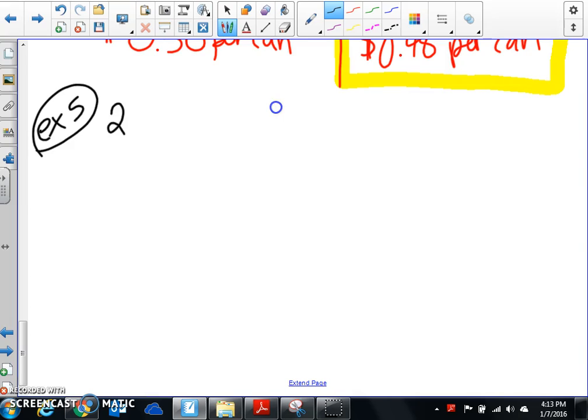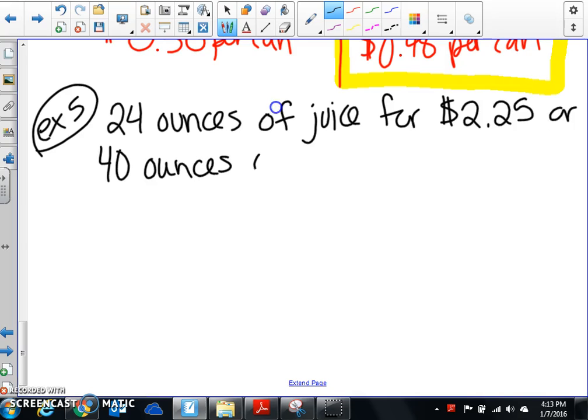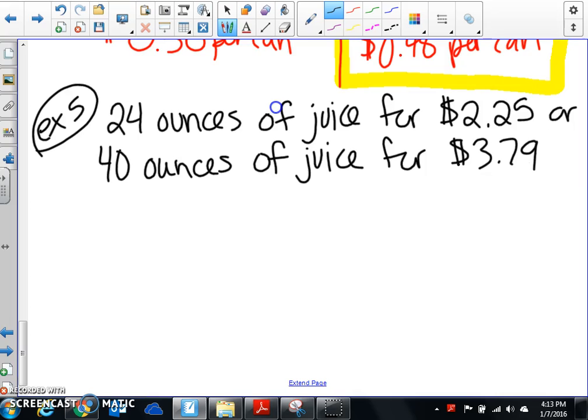24 ounces of juice for $2.25, or 40 ounces of juice for $3.79. Which is the better buy?